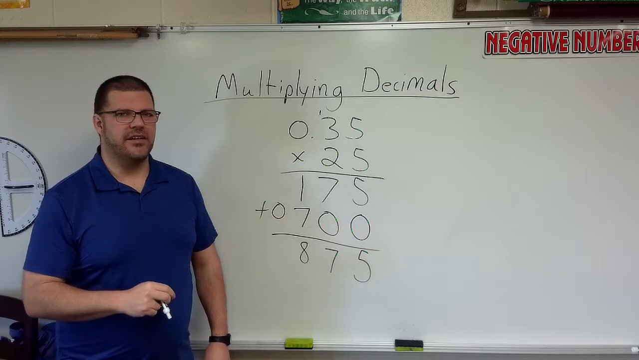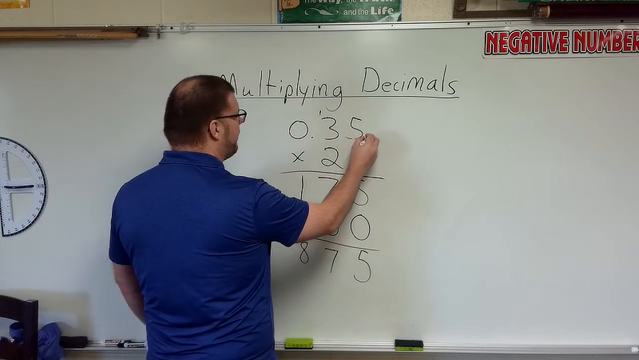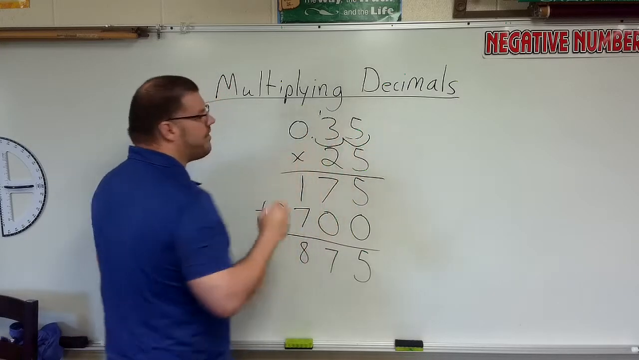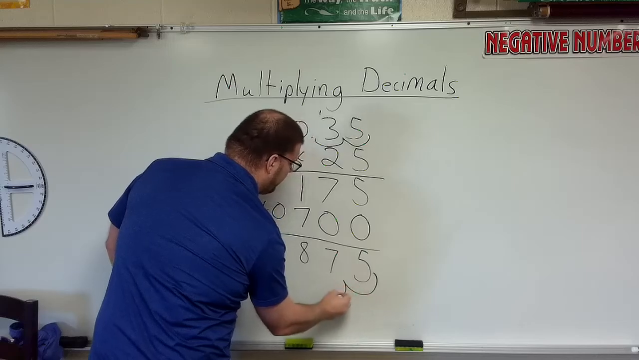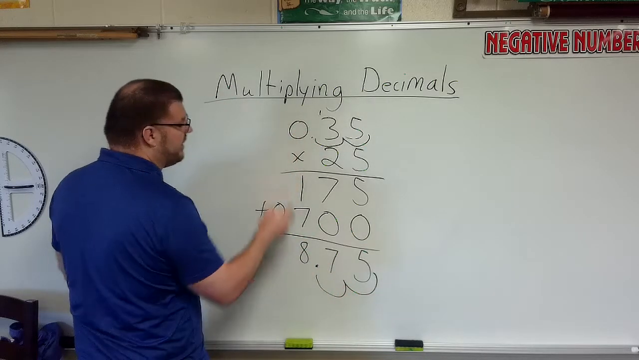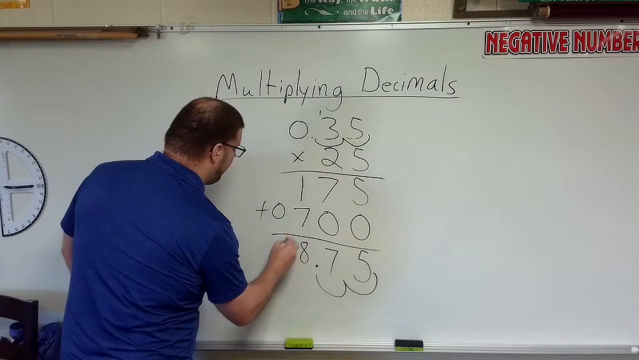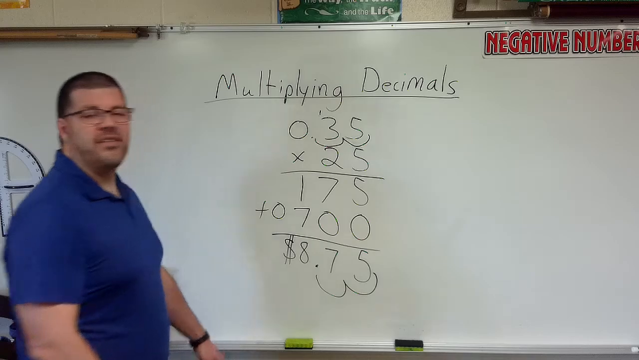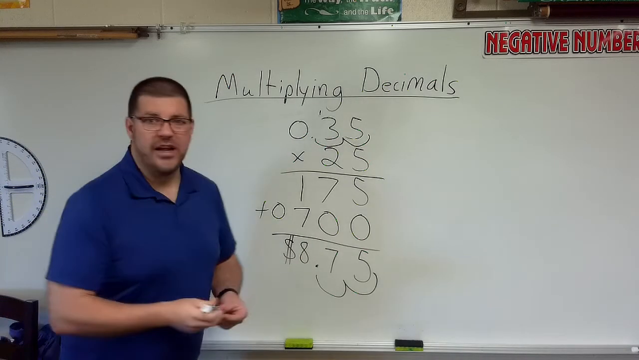Now, we got to make our little decimal hops. How many hops did I do to get here? You did 2 decimal hops. 2 of them. So down here you got to do 1, 2. And so the answer really is, we're talking money. Remember, it's 35 cents per notebook. So really our answer is $8.75.